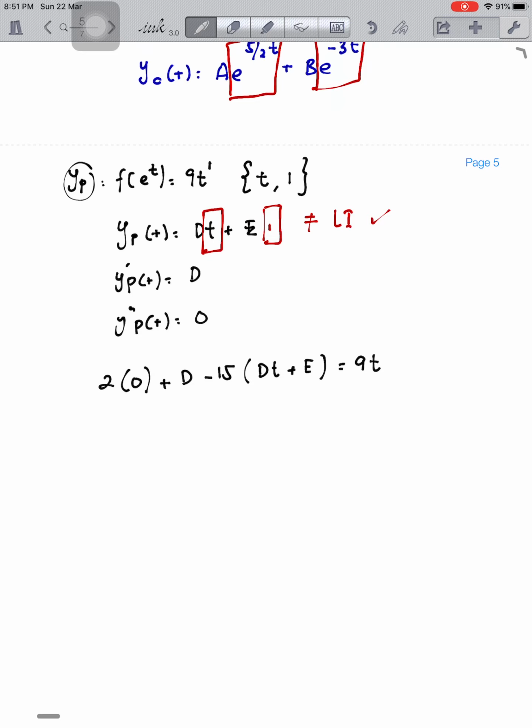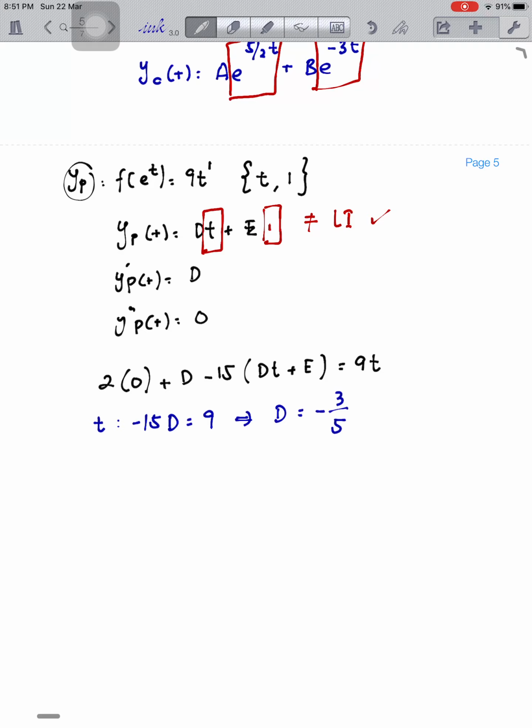Okay, so now I'm going to start by collecting the variable with the highest power, which in this case is t to the power of 1. On the left-hand side I have negative 15d, and on the right-hand side I have a value of 9. So straight away we can tell d is going to equal negative 9 over 15, that is negative 3 over 5. So that is my d value.